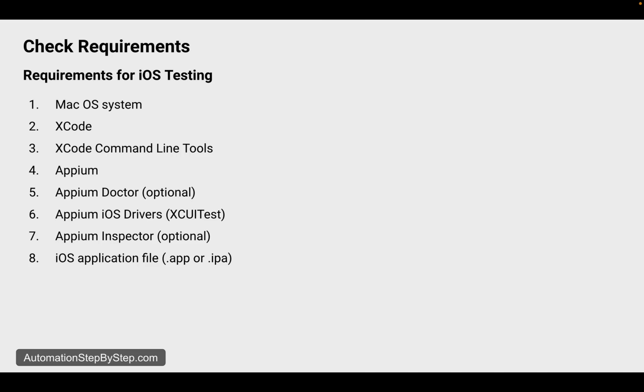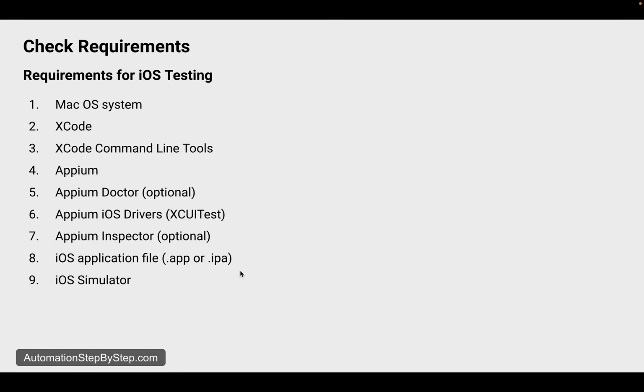But here I will show you how you can get and start Appium Inspector and start a session of iOS testing. Then we will also need some application file, iOS application file, and for that we need a file with an extension .app or .ipa. So if you are using iOS simulators, then the file that you will need will have .app extension, and if you are using iOS real devices, then you will need a file having the extension .ipa.